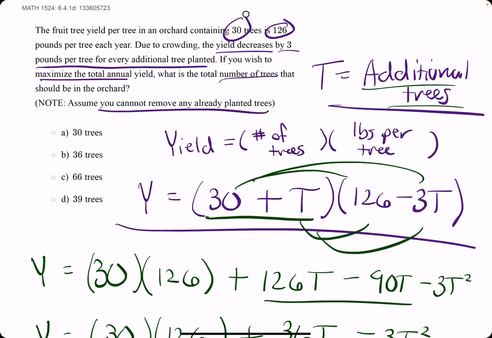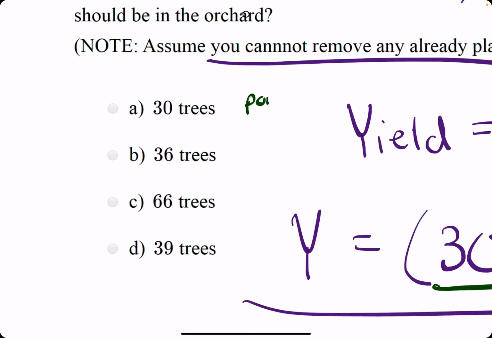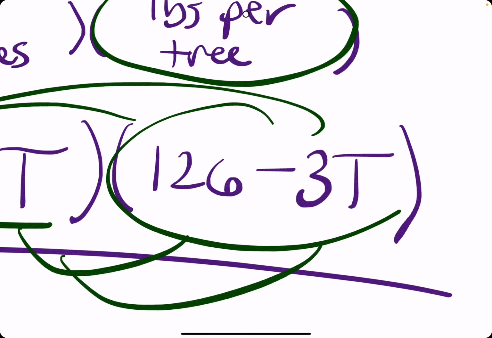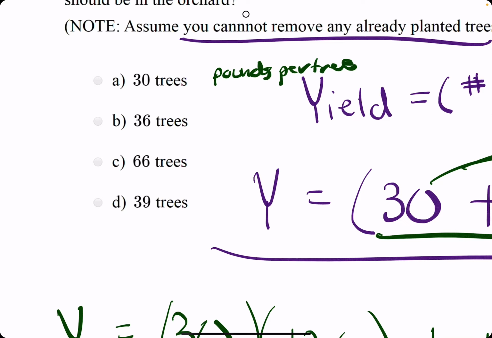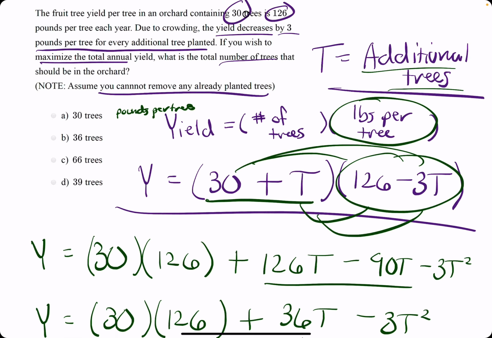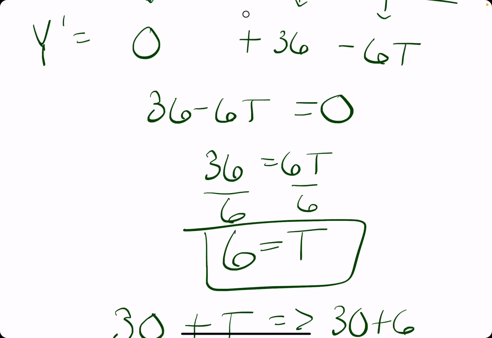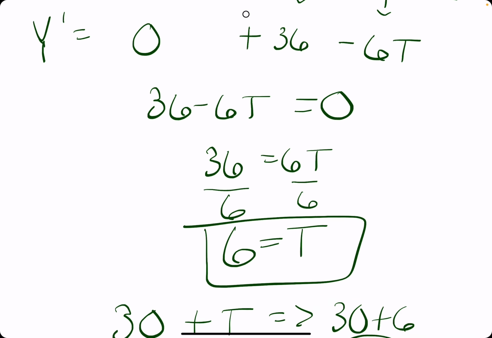And we saw in the other example, or if you haven't, check it out, in the example where they ask for pounds per tree, you would plug it into this set of parentheses, or 126 minus 3t instead. So just be aware of which thing they're asking for to tell us which parentheses we will plug this t value into. So in this case, 36 is our answer. We break out the eraser, and B is our best choice.